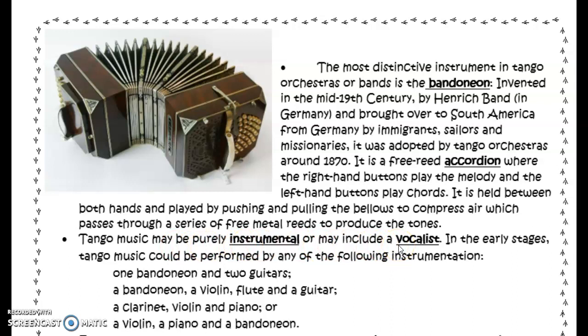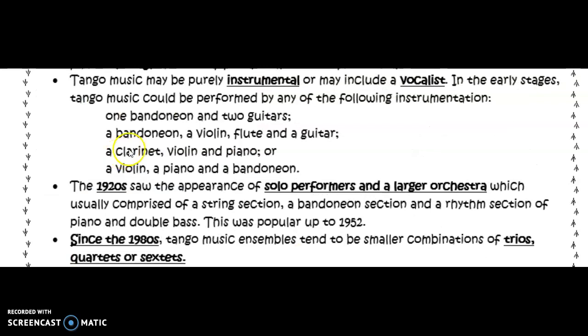In the early stages, tango music could be performed by any of the following instrumentations: one bandoneon and two guitars, a bandoneon, a violin, a flute and a guitar, a clarinet, violin, piano, or a violin, a piano and a bandoneon. So go through all these instruments so that you know the sound of the instruments.